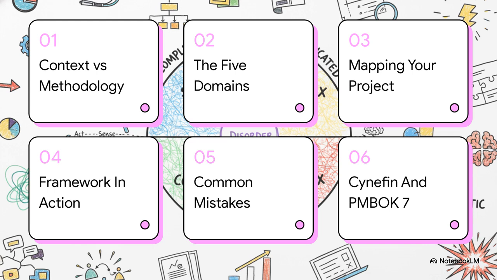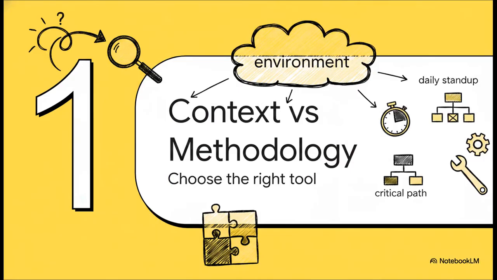Okay, let's dive into this. We're going to cover context over methodology, break down the 5 domains, and map out a real project. Then we'll see the framework in action, run through some common mistakes, and wrap up with how this all ties into PMBOK 7. First up, Section 1, Context over Methodology.